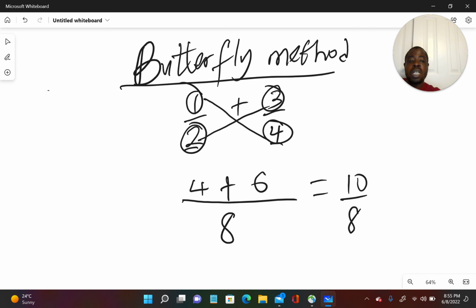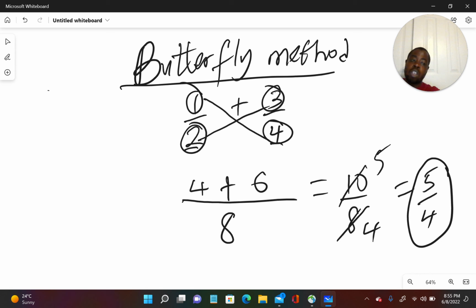But you want to make sure you reduce your result to the smallest fraction if possible. Now if you look at 10 and 8, 2 can divide both of them. So 2 in 10 is 5, 2 in 8 is 4. So that gives you 5 divided by 4. So this is where you want to stop. So this is what is called the butterfly method. And it's very quick.